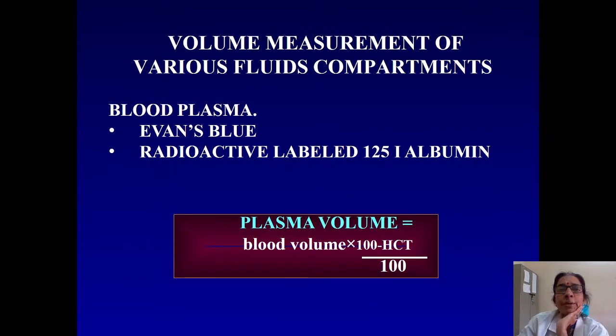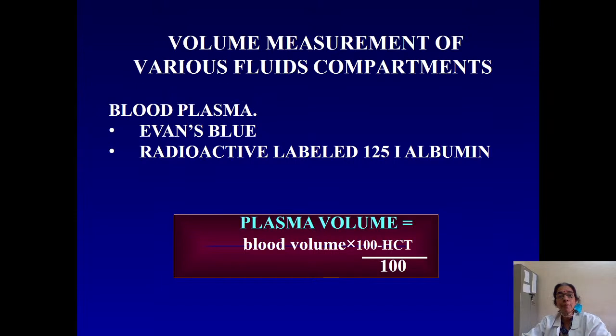So, volume measurement of various fluid compartments. If you want to measure the blood plasma, Evans blue is the preferred type, because this Evans blue will go and attach itself to your plasma proteins. So Evans blue or radioactive labeled 125 iodine albumin. Evans blue is the usual type. If you have to use a radioactive isotope, the preferred one is 125 iodine albumin.